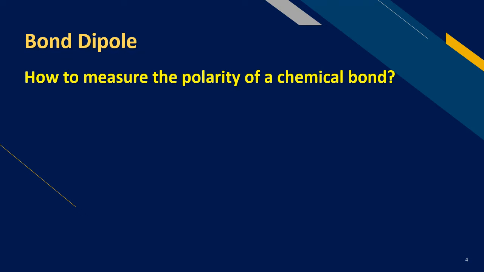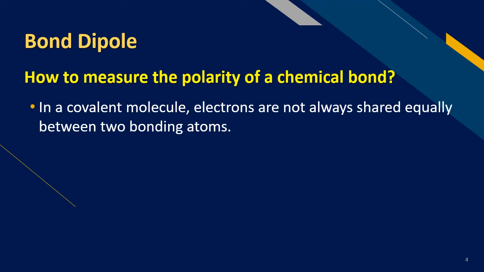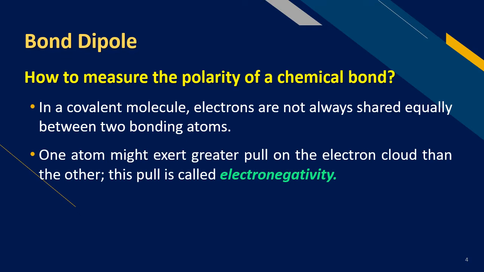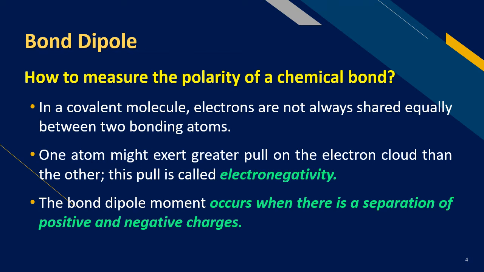How can we measure the polarity of a chemical bond? In a covalent molecule, electrons are not always shared equally between two bonding atoms. One atom might exert greater pull on the electron cloud than the other. This pull is called electronegativity. The bond dipole moment occurs when there is a separation of positive and negative charges.